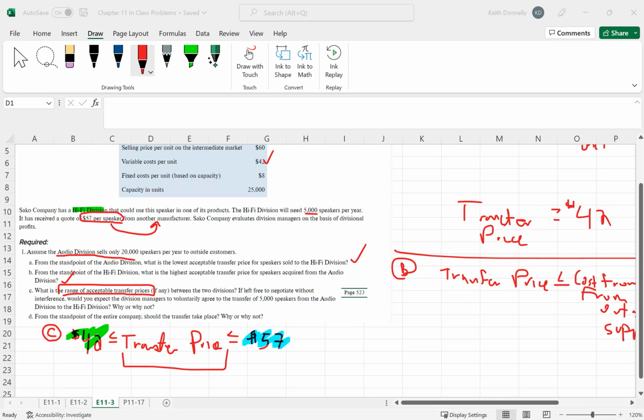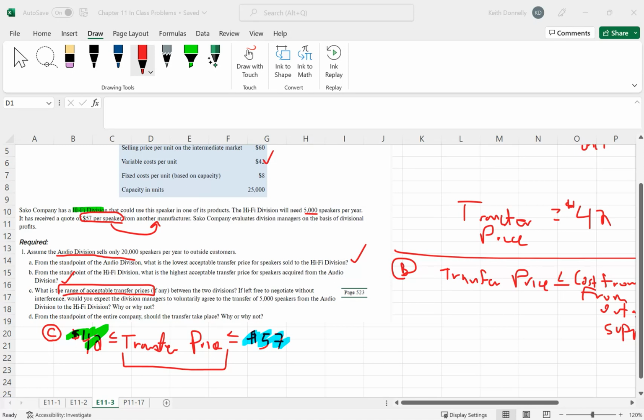The seller, they're not going to lose money. The buyer, they're not going to pay more than what they would on the open market. So given that we have this window, roughly a $15 window here, 42 to 57, assuming the managers understand their business, they're cooperative, they're willing to work together, it's likely that a transfer price could make sense here. I would expect the sale to happen given that we have this window, okay?